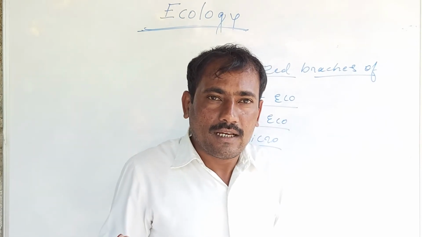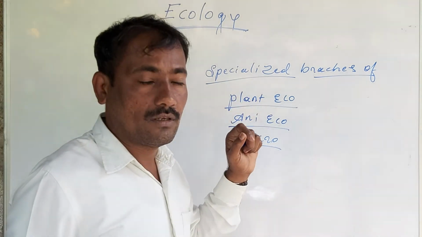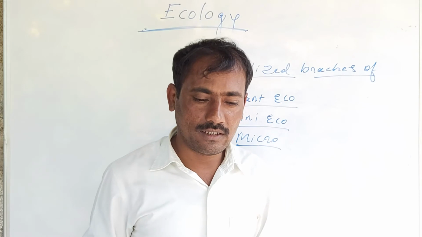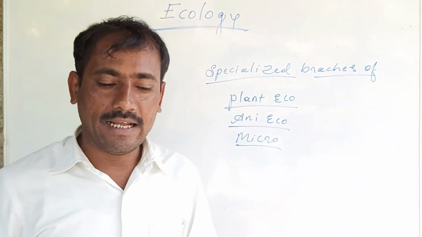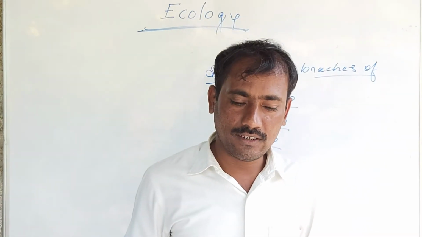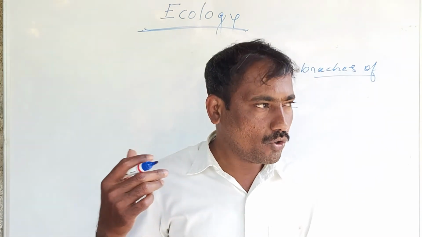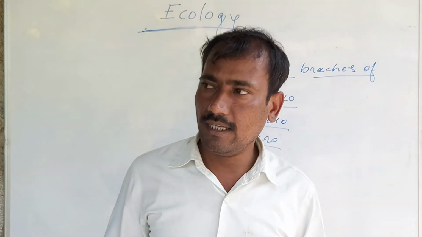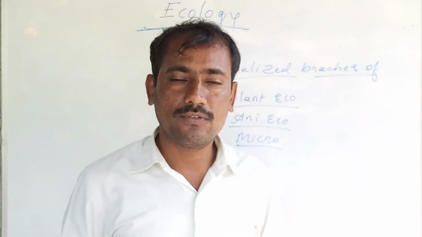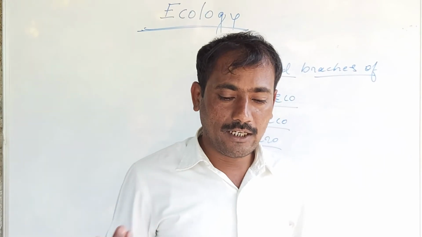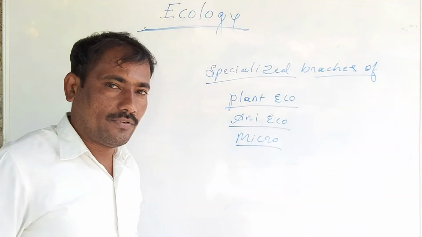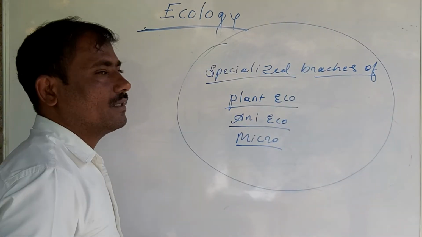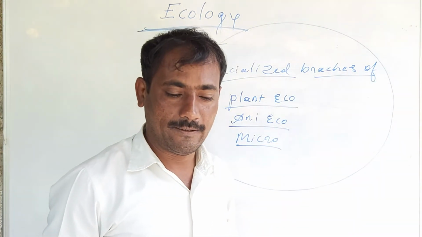Terrestrial ecology is another branch of the biological science, ecology. Then there are population ecology, community ecology, human ecology, applied ecology, space ecology, radiation ecology, conservation ecology, production ecology, pollution ecology, then environmental toxicology. So gene ecology, zoogeography, and phytogeography, all these are considered specialized branches of ecology.